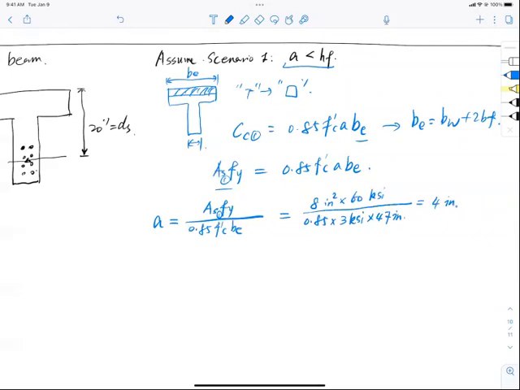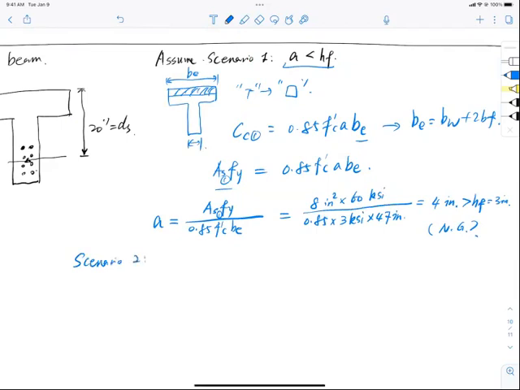Unfortunately, 4 inch. Why I say that? Because remember, the assumption is it is smaller than HF and no longer holds, so no good, okay? So now I'm forced to go back to scenario number 2.